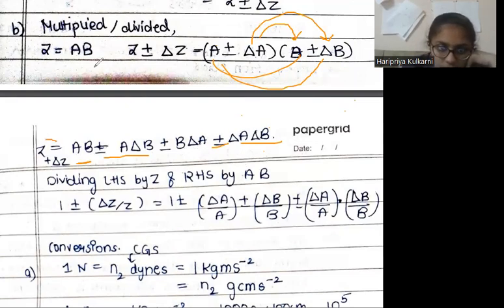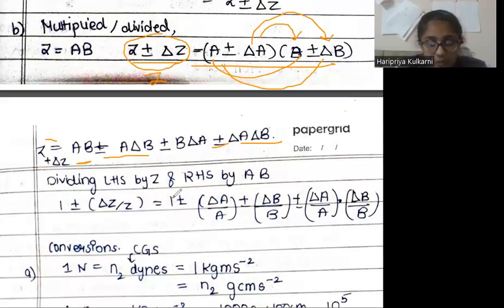So this term, which is the LHS, we are dividing it by Z, and this RHS, we are dividing it by AB. So what will we get? When I divide the whole term by Z, I'll get 1 plus or minus delta Z by Z, which is equal to 1 plus or minus, because I am dividing it by AB. So this term becomes 1 plus or minus, dividing it by AB, so A gets cancelled, plus or minus B I got, plus or minus delta B by B.